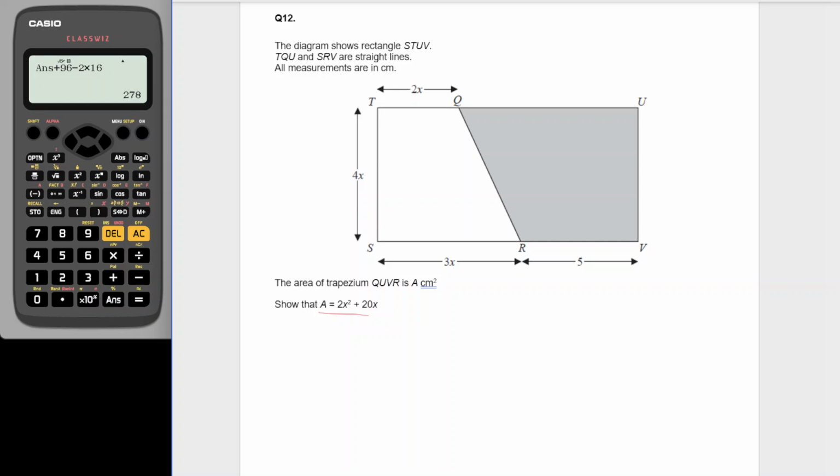right, the total area of the rectangle would be 4x times by 3x plus 5, and from that we need to subtract the area of the trapezium, which is a half of, so I should have put a is equal to minus a half of a plus b, so 2x plus 3x times by 4x. Right, so let's multiply this out and tidy things up a little bit. So this is going to give us 12x squared plus 20x.